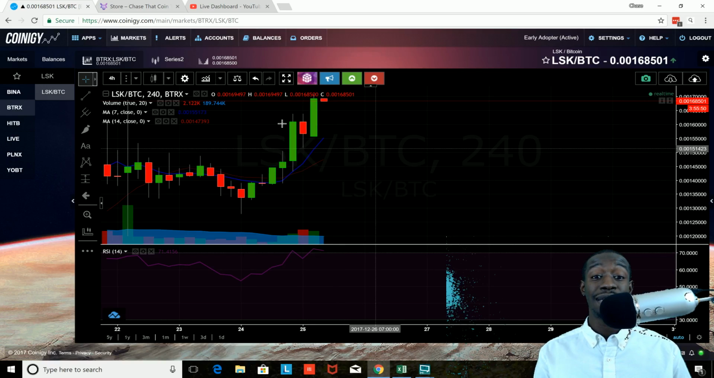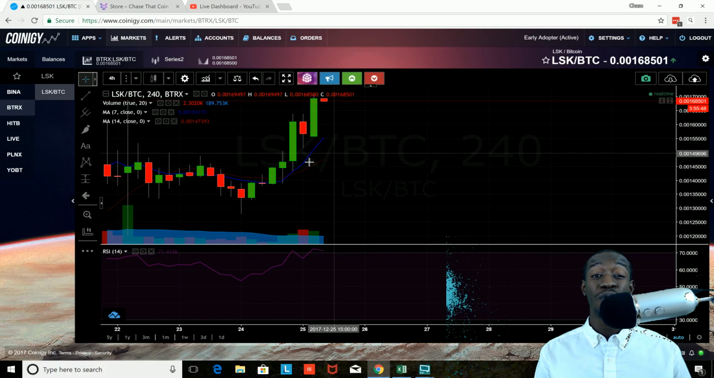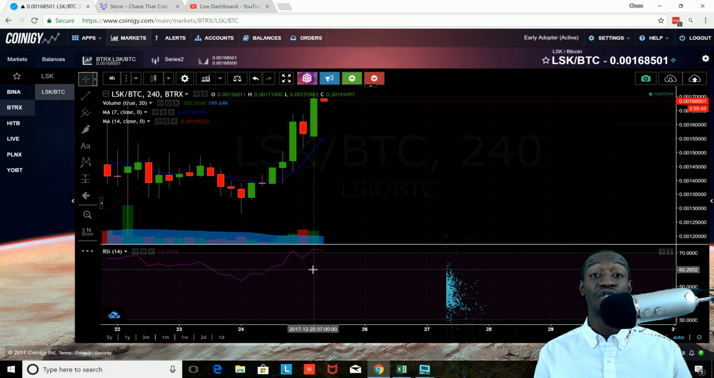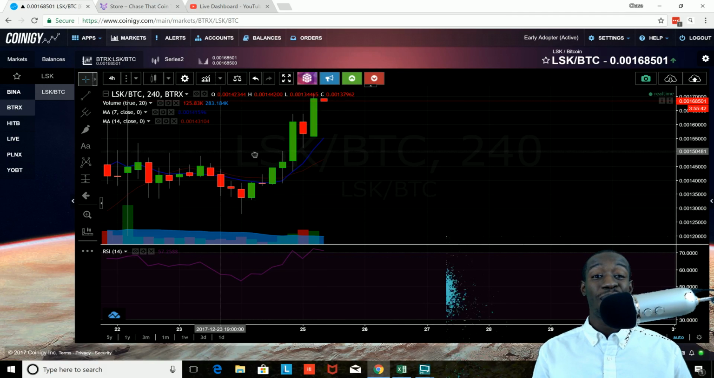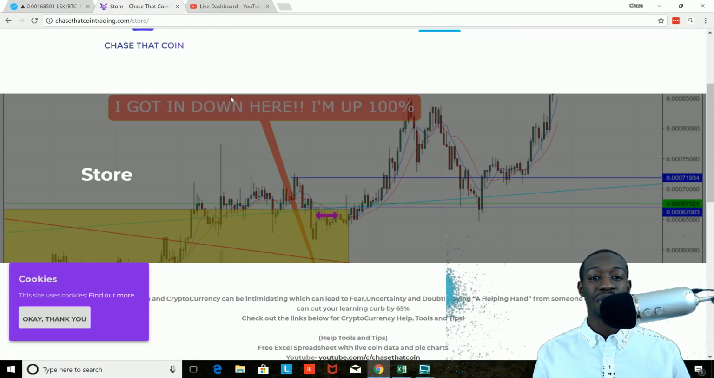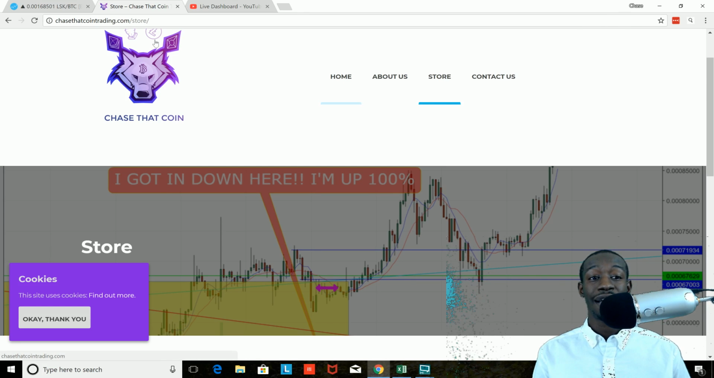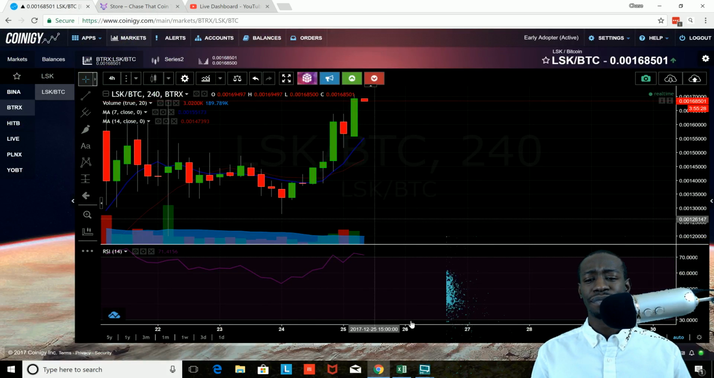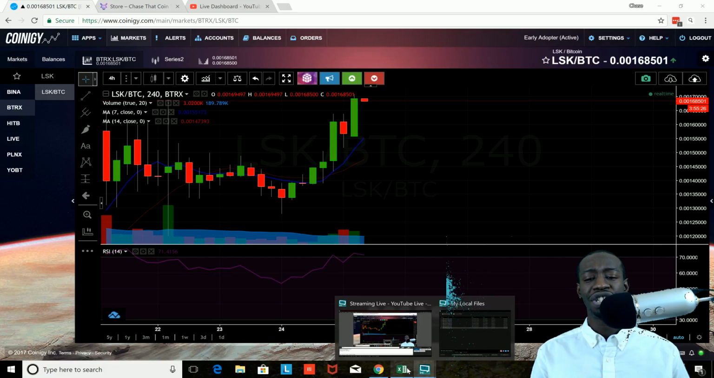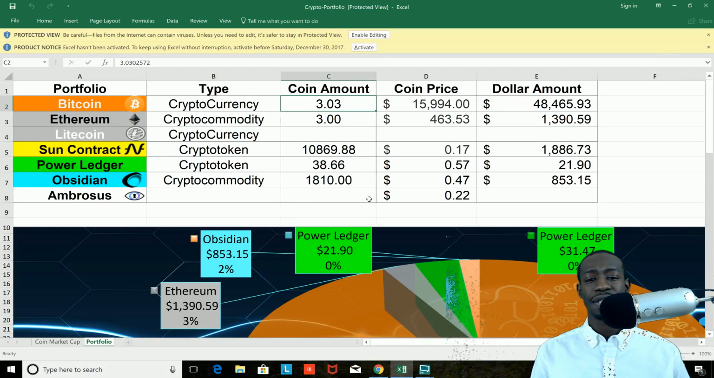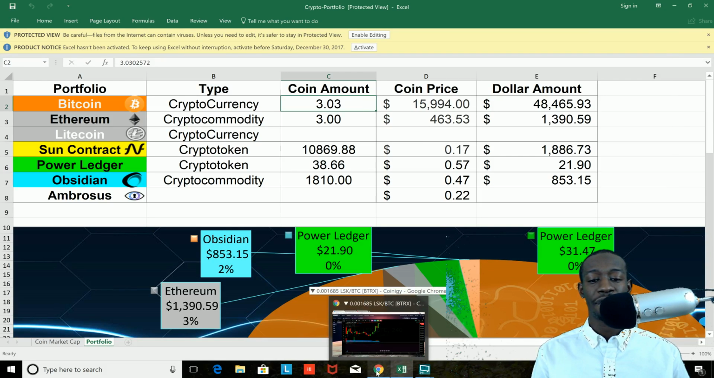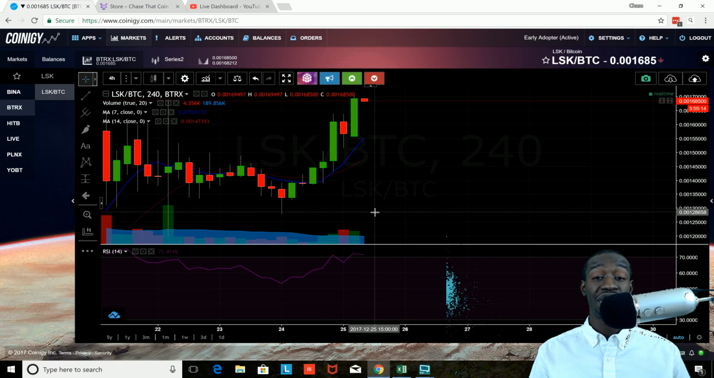And today we want to discuss how to use moving averages and the RSI in cryptocurrency trading. We also want to talk about the official launch of my website, ChaseThatCoinTrading.com. We're going to quickly look over that and take a quick look at the spreadsheet that comes with it. This is a free mock-up spreadsheet with live CoinMarketCap data that you can come over there and get for free. I'm going to share this out, and then we're going to take off in the stream.